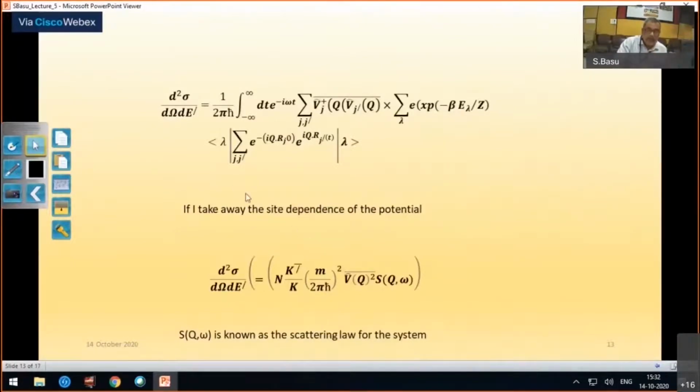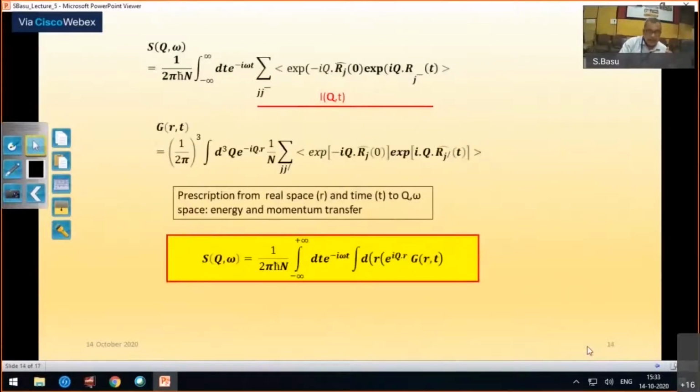For a simpler case, if I take away the site dependence of the potential, then this expression gives me an n k prime by k m by 2 pi, times vq square, because there is no site dependence. The vq square average of that, and I write something called S of q omega, which I am calling a scattering law. What is the scattering law? This is what dictates all sorts of scattering from the system that you are going to study. So I'll write it down now explicitly.